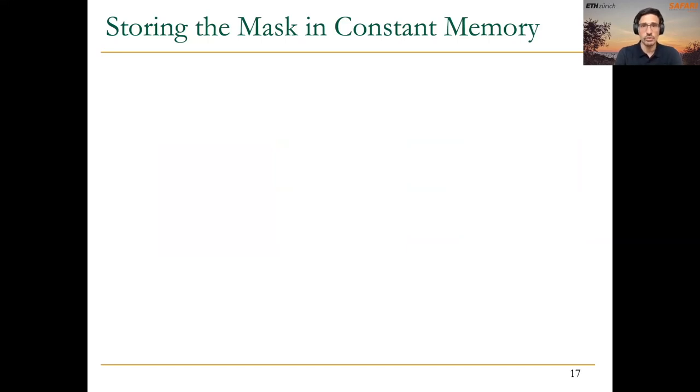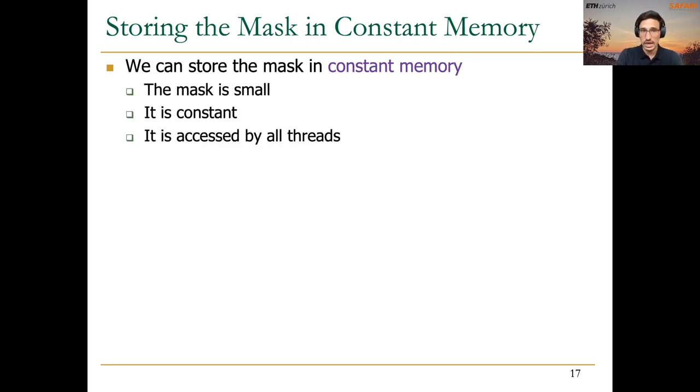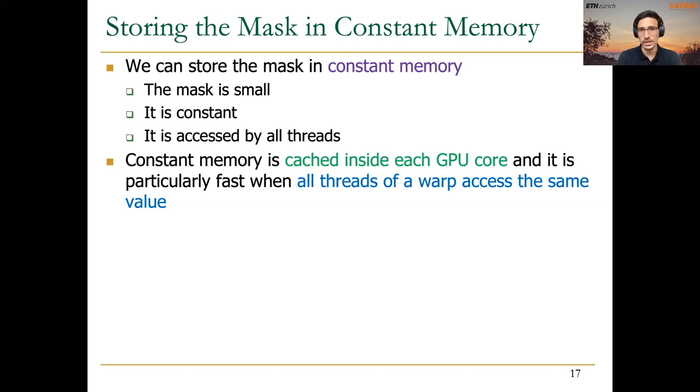We are going to use this constant memory to store the mask. We can do that because usually the mask is small. The mask is constant and it's accessed by all threads running on the GPU core in this specific example of the convolution. The constant memory, as I mentioned before, is cached inside each GPU core, and it has one characteristic: it is particularly fast when all threads of the warp access the same value. In that case, we can have very fast accesses to the constant memory and our code can become pretty high performance.